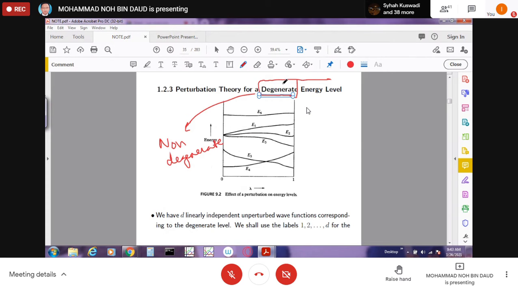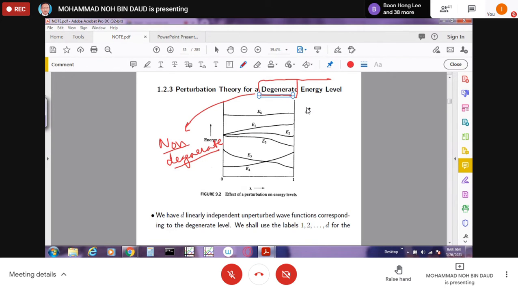In other words, if you know the form of this formula or expressions for the degenerate perturbation theory, you can work out the non-degenerate perturbation theory from the degenerate one here. So the general formula or equations for the degenerate perturbation theory can be used for the non-degenerate.